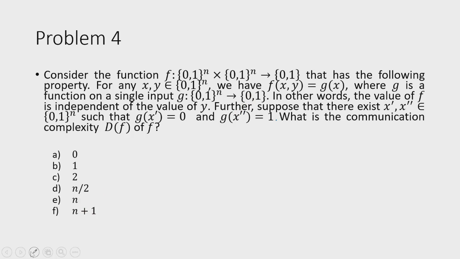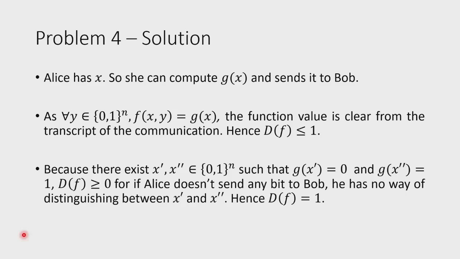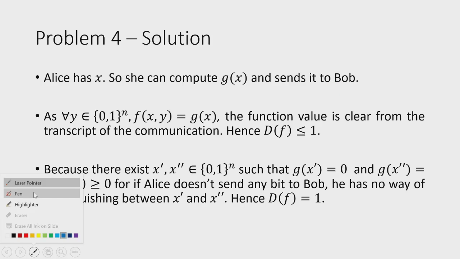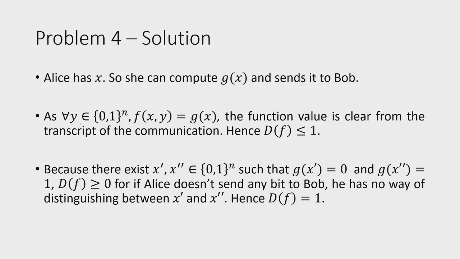Just one bit. Right, exactly. So the answer is 1. And the reason is exactly what you said. Alice has x, so she can compute g(x) and send it to Bob. For all y in {0,1}^n, f(x, y) equals g(x). The function value is clear from the transcript of the communication, just sending this g(x) to Bob. Hence, D(f) is at most 1.